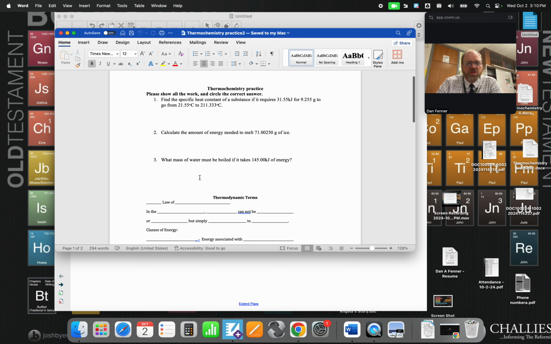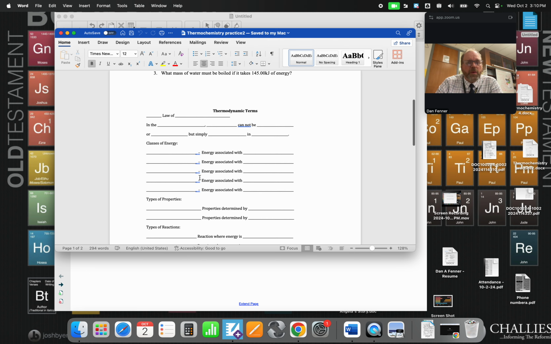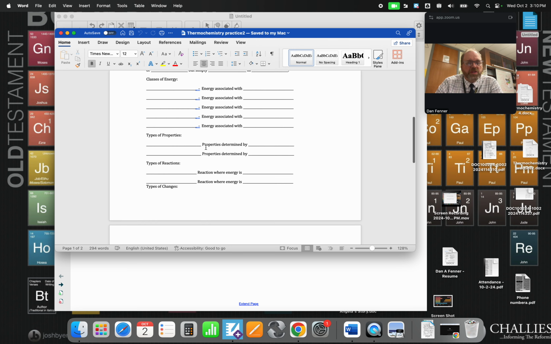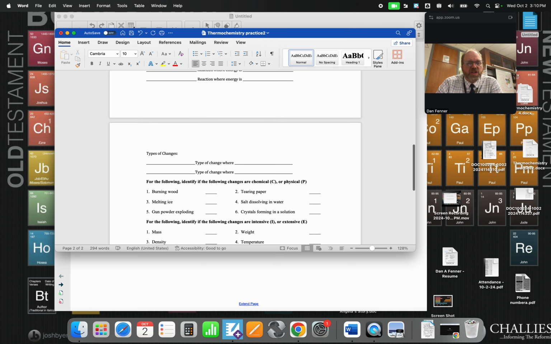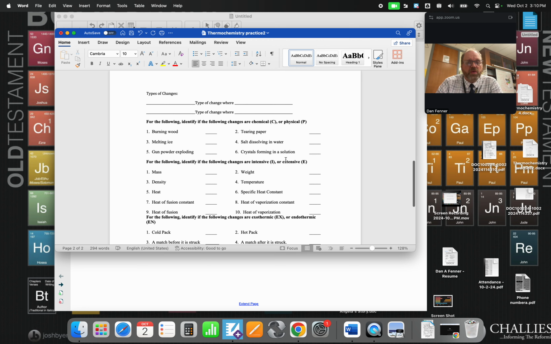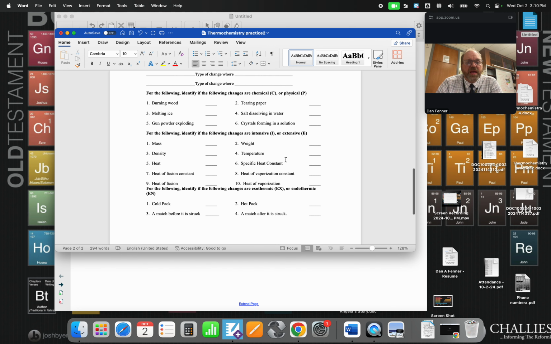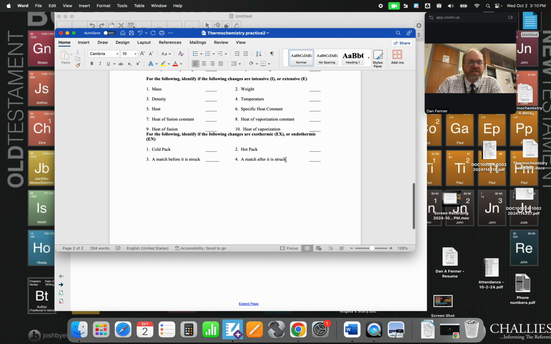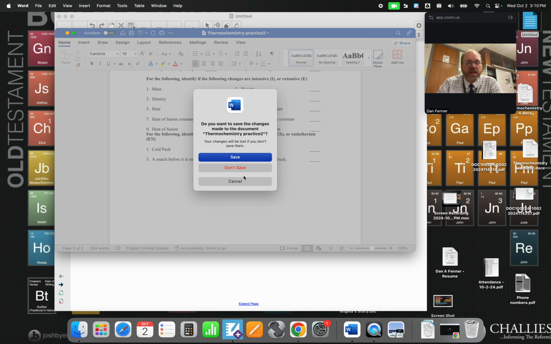All right, so we got some terms here. I want you to tell me what the blank law of blank is, and then fill those blanks in. I want you to tell me the 5 types of energy and how you define them. And then I want you to identify the properties and define them, types of reaction and define them, types of changes and define them. And then, like we did before, tell me chemical, physical, new substance or not new substance, intensive or extensive, and then exothermic or endothermic. So do all those as well.